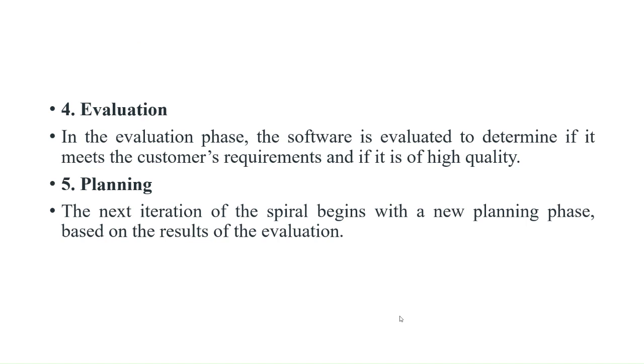And next, finally, is planning. The next iteration of the spiral begins with a new planning phase based on the results of the evaluation. If the evaluation phase is satisfied, what phase should be involved next, how the project should proceed further, and what the next step is are discussed in the planning phase. These are the five phases that we have discussed now.